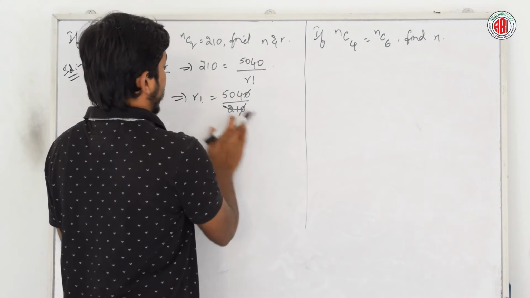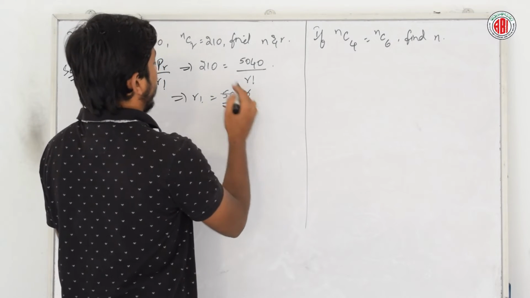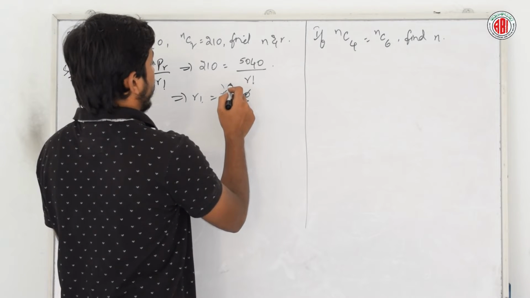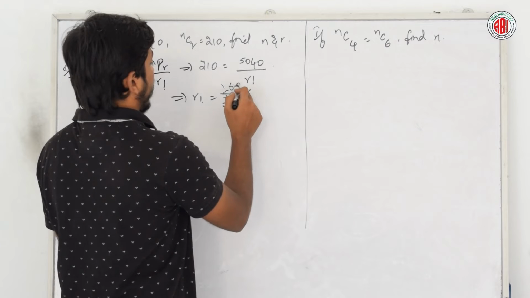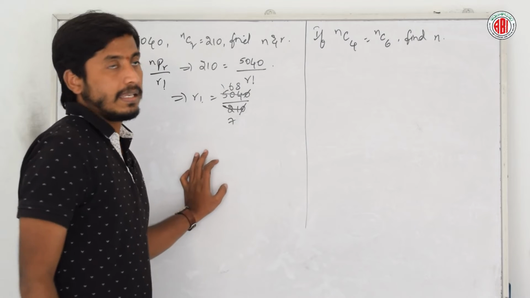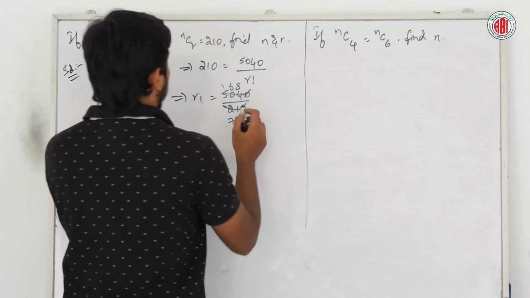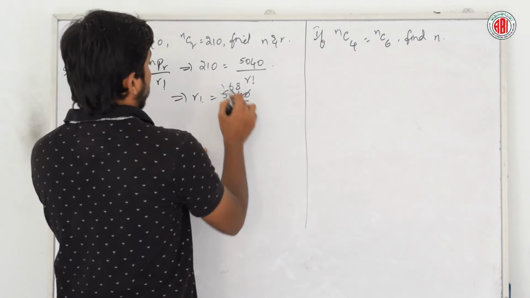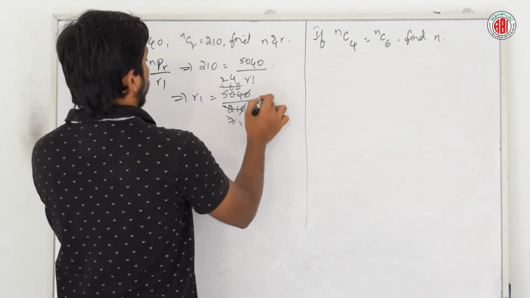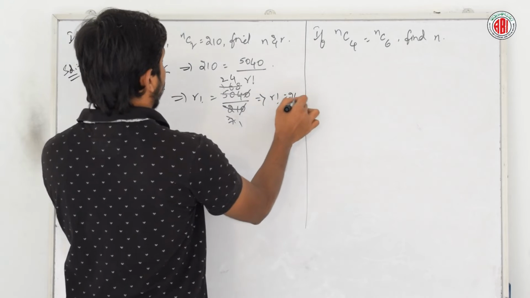3 7s are 21, and here 3 1s are 3, 3 6s are 18, and 3 8s are 24. Is it okay? Yes, right? Fine. Next, again it will go in the 7 table. 7 2s are 14, 7 4s are 28. So finally I will get r factorial is 24.